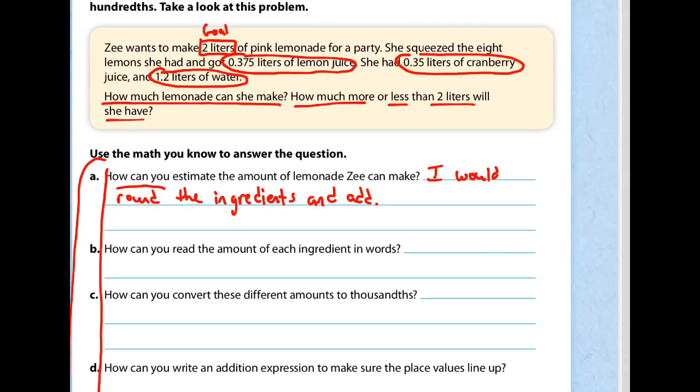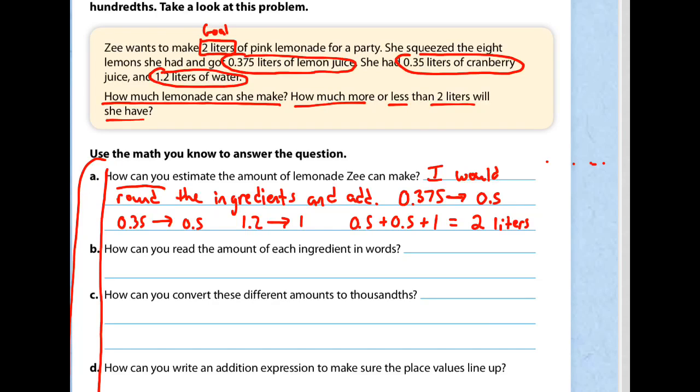So here's what I would round them to. So 0.375 is about half. It's about 0.5. 0.35 is also about half. And 1.2 is about 1. And then what I would do is add up my rounded numbers. So I would add up half plus half plus 1, and that is about 2 liters. Okay, so that's how I would estimate.